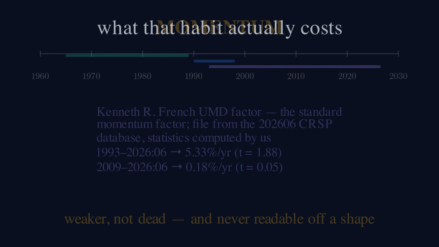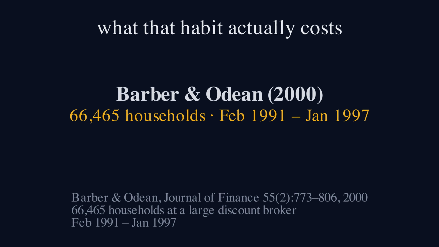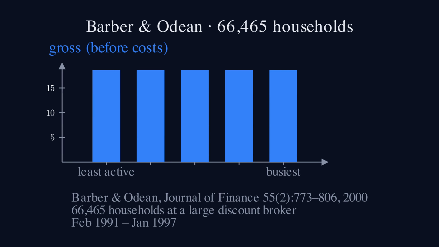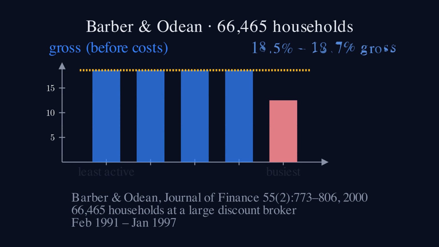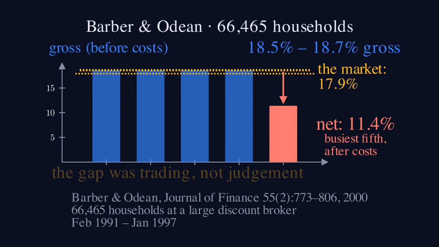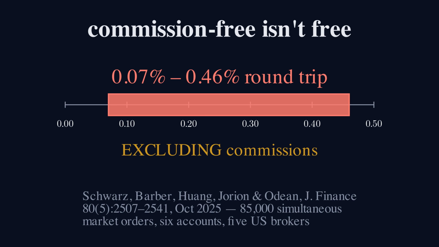You own a portfolio, and other people show you charts. Here's what that habit actually costs. Barber and Odean tracked 66,000 households at a discount broker for 6 years. Before costs, the busiest traders picked stocks about as well as the calmest ones. Between 18.5 and 18.7% across every level of turnover. After costs, the busiest fifth of them earned 11.4% a year. The market returned 17.9%. The gap was trading, not judgment. And commission-free isn't free. Measured round-trip costs at 5 American brokers ran up to 0.46%.